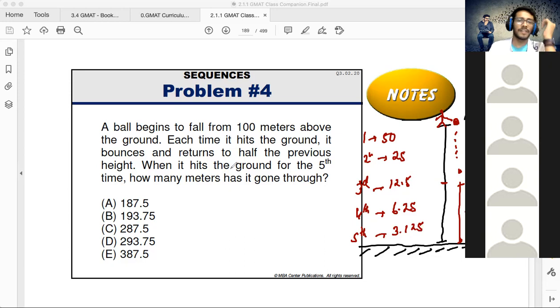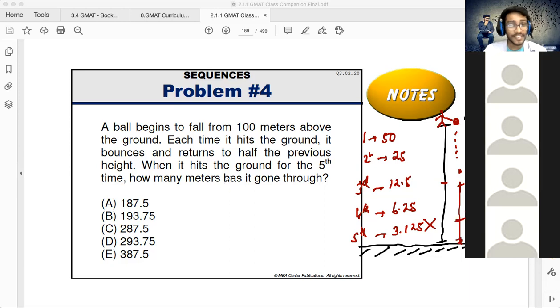Now when it hits the ground for the 5th time. No, on the 4th bounce it goes. The 5th time when it hits, how many meters has it gone through? So you don't have to include this. Got my point? The 4th time it bounces to 6.25. Then on the 5th bounce it will go to half of that. So till where you have to take? The 4th bounce reaches 6.25.